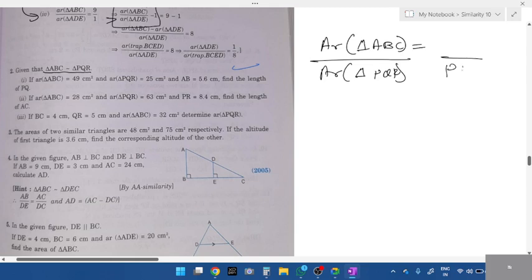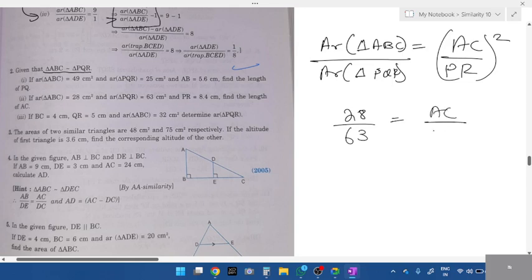PR should be down, students. Remember, for PR, triangle PQR is in the denominator. PR should be down. Need to find the length of AC. Square it. Just square it. Shift the square root. 28 divided by 63. First reduce it. Reduce and find the square root, students.